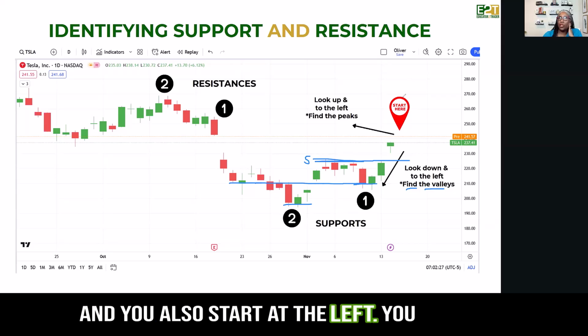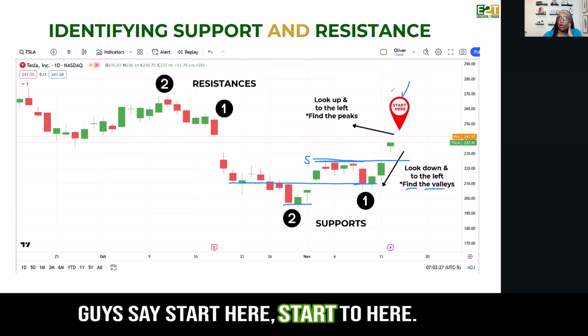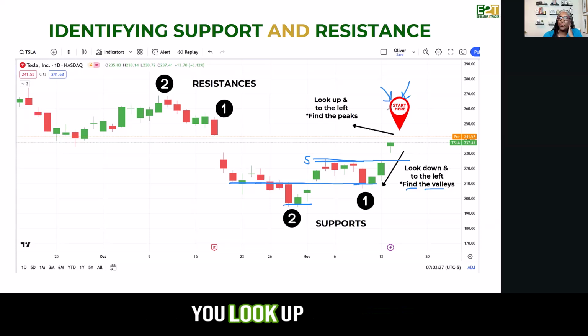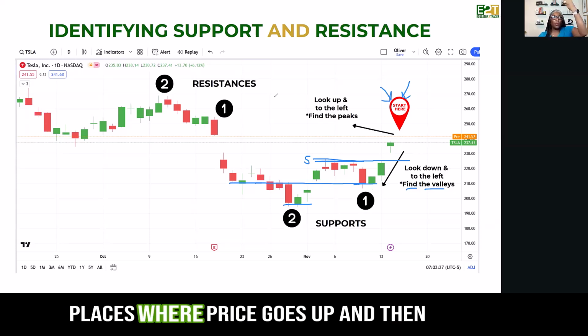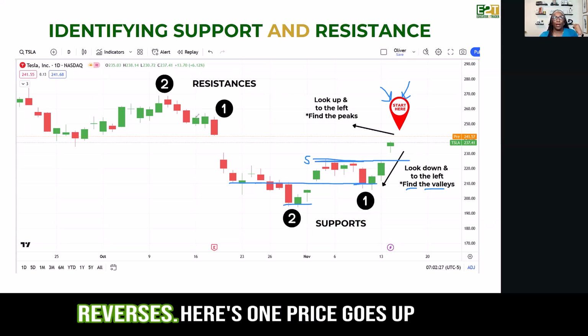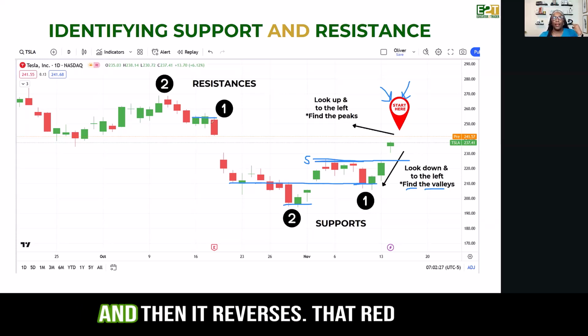And you also start at the left. See, I would say start here. You look up to the left for your peaks. Where are the places where price goes up and then reverses? Here's one. Price goes up and then it reverses.